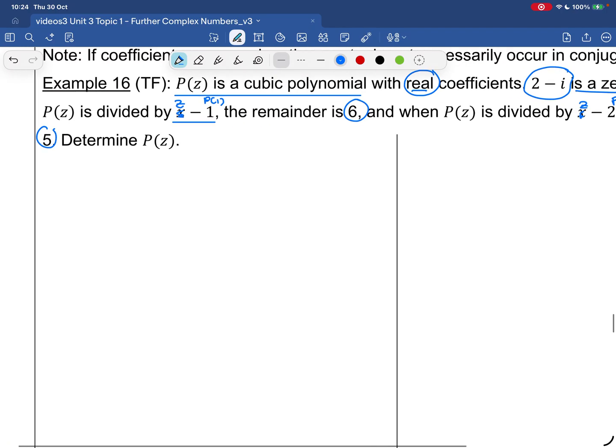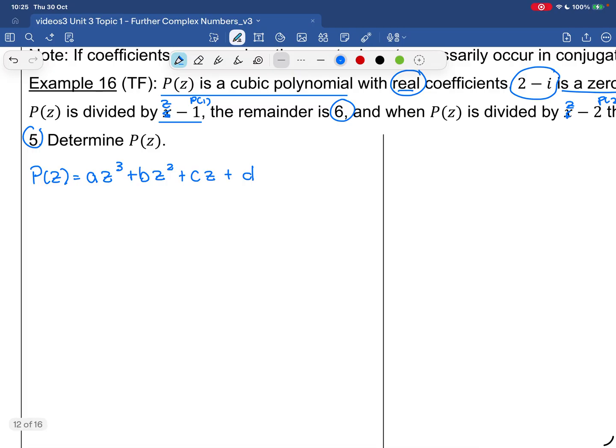Okay, so they're telling me P of Z is cubic. So let's start with that. P of Z, if it's cubic, it's AZ cubed plus BZ squared plus CZ plus D. So I've got 1, 2, 3, 4 unknowns in my A, B, C, and D. Okay, and I'm going to need to find the values of A, B, C, and D. So I'm going to have to find 4 different pieces of information.